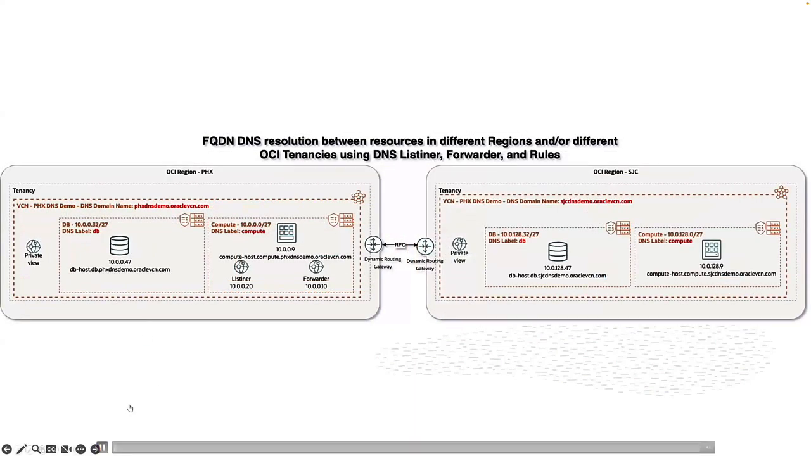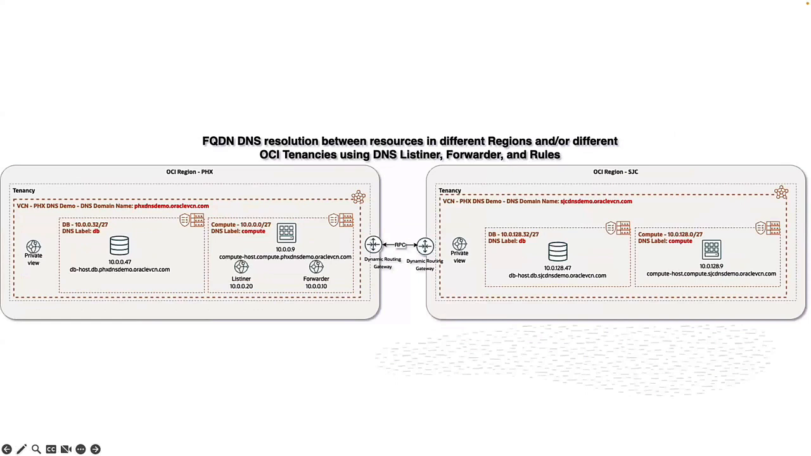In this last use case, we have two VCNs enabled with DNS name in two different regions, Phoenix and San Jose. They're already connected via remote peering connection. This is scenario 2 from the presentation. As with previous cases, each VCN has two subnets with a DNS label. There is one resource provisioned in each of the subnets that takes an FQDN from its VCN and subnet as shown. A forwarding and listening endpoint has already been created in the Phoenix VCN in our previous demo.